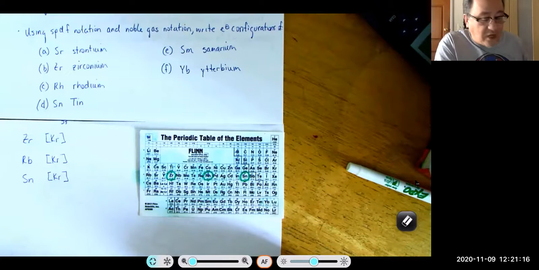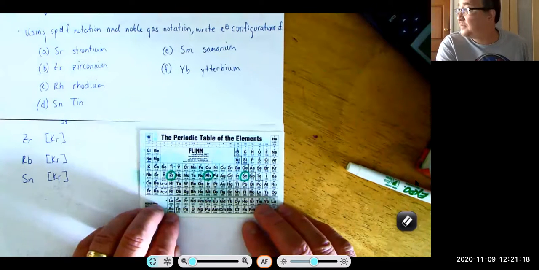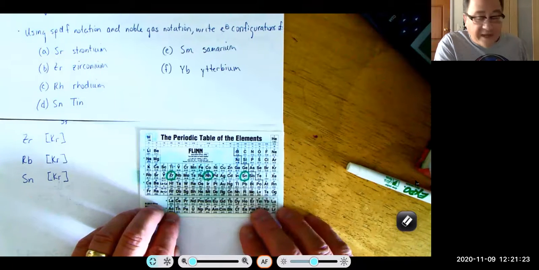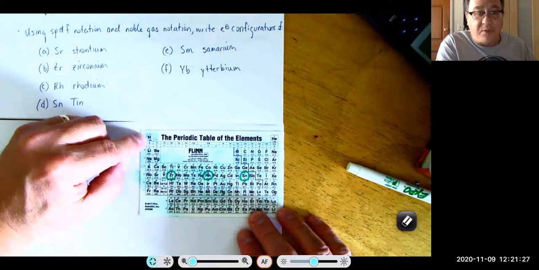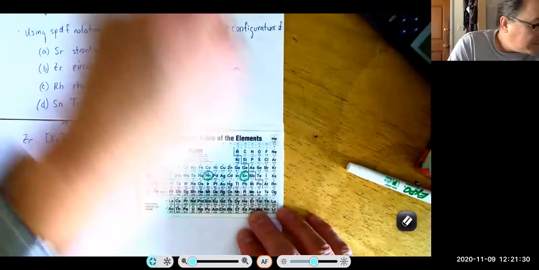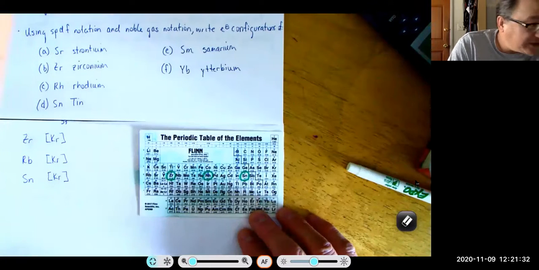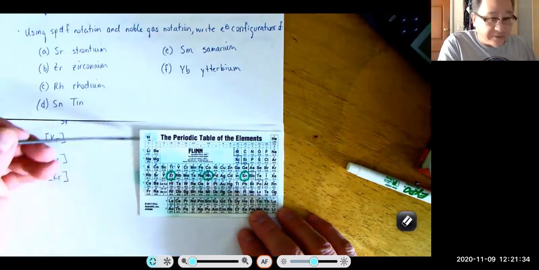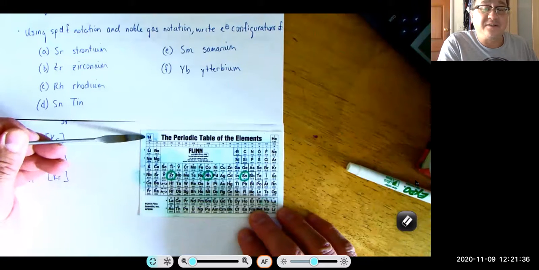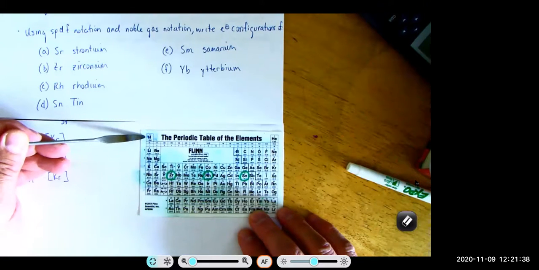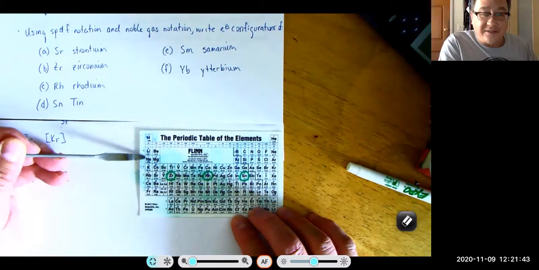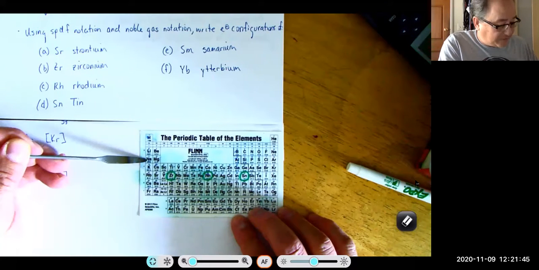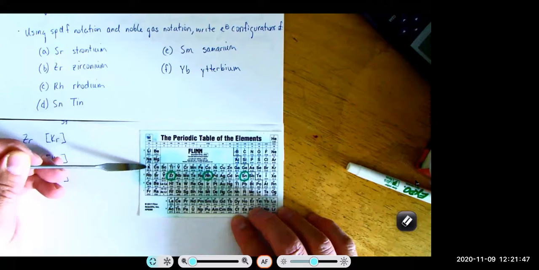Okay, we're going to talk about these. Go ahead and turn on your mics. I'm going to point at a subshell. You tell me what it is. So you see this H, that would be 1s. Okay. So I'm going to point at a subshell. You tell me what it is. What's that? 1s. What's that? 2s. What's that? 3s. What's that? 4s.